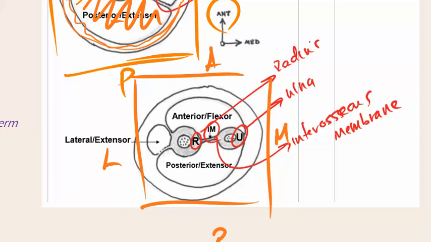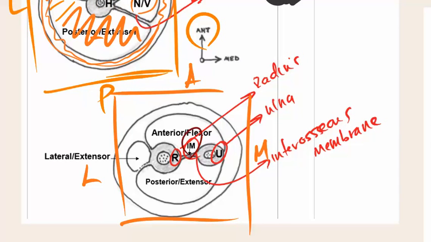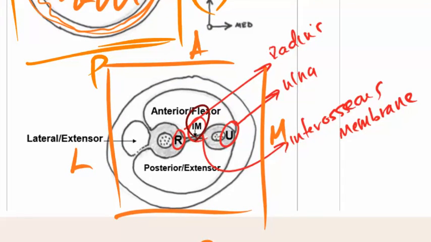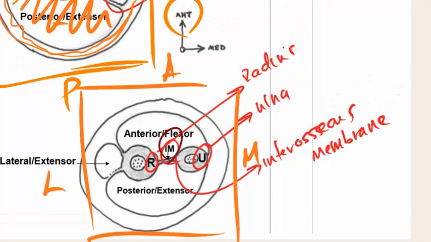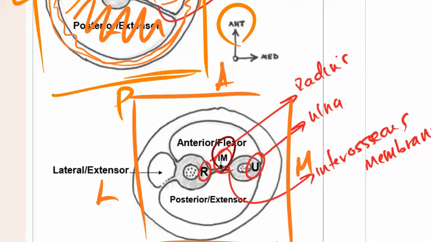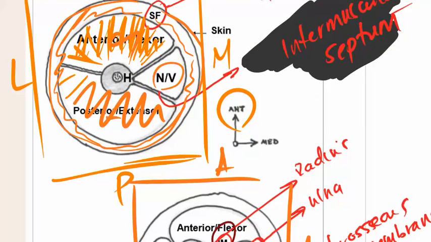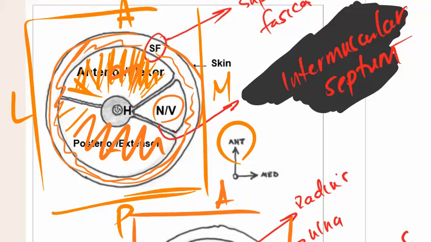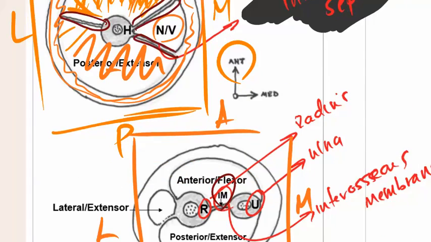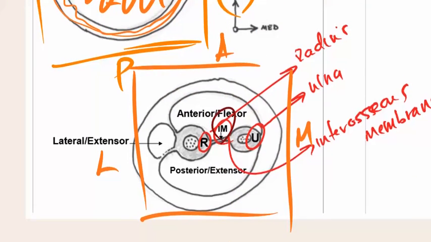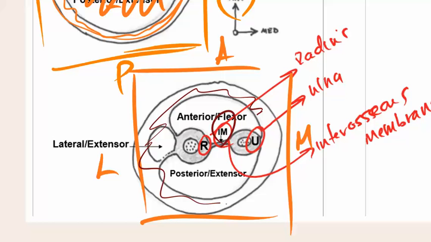What is the IM exactly? I think this is interosseous membrane. Have you guys encountered interosseous membrane? No. So it's thick, dense connective tissue that connects the radius and the ulna. I didn't point this out, but you have intermuscular septa right here. And let's see what else. Yes, you have superficial fascia, and then the overlying skin.